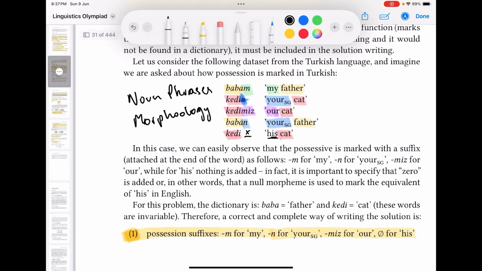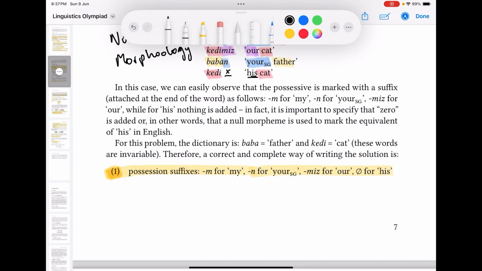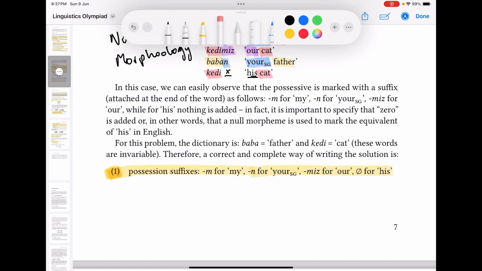So it's his. Now, as the rule is, oh, my bad. It's suffixes. It was suffixes, not prefixes. My bad, guys. So it's clearly written in the solution as I've underlined, as I just explained. Of course, m as a suffix was my, and this symbol is used to represent the null morpheme. So don't get confused if you see this. It just means null morpheme.